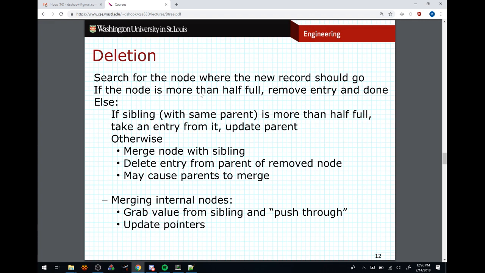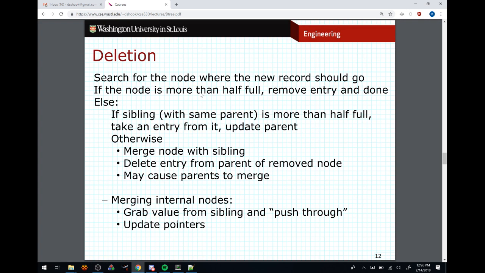I'll delete the entry, that search key, because I have fewer nodes now, I need one less search key from the parent, and that might cause the parent to be too empty, in which case I might have to merge parents. I might have to merge internal nodes. Same process, right? Same idea. That process could cause a chain reaction. Merging internal nodes, sometimes we run into this.